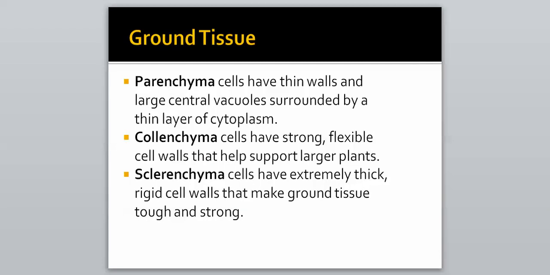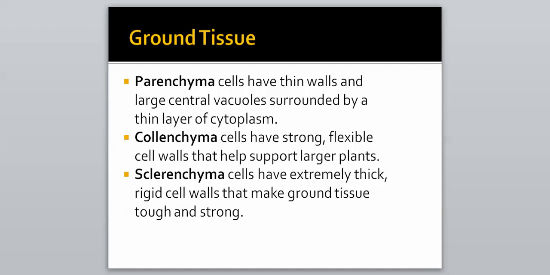So parenchyma cells have thin walls and they have large central vacuoles surrounded by a thin layer of cytoplasm. Collenchyma cells have strong, flexible cell walls that support larger plants, and sclerenchyma cells have extremely thick, rigid cell walls that make ground tissue tough and strong. So basically, a woody plant would probably have more sclerenchyma, whereas maybe our grasses might have more parenchyma.